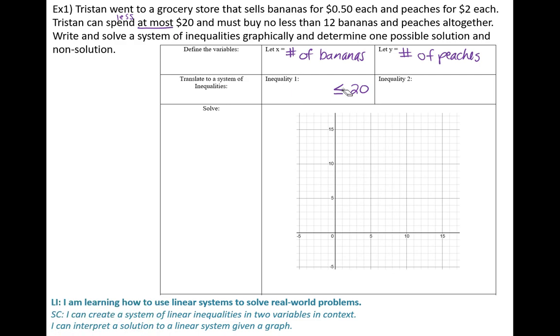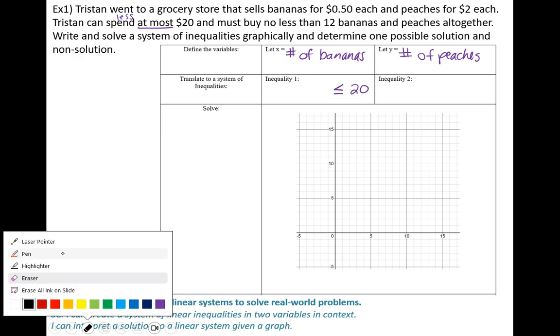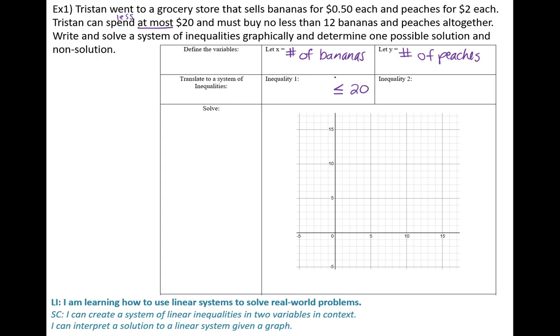All right, and then what I'm buying for that $20 is bananas and peaches. So if I look at my costs back up there, the 50 cents for bananas, so I'm going to say 50 cents times however many bananas I buy, plus $2 times however many peaches I buy. So that gives me my first inequality.